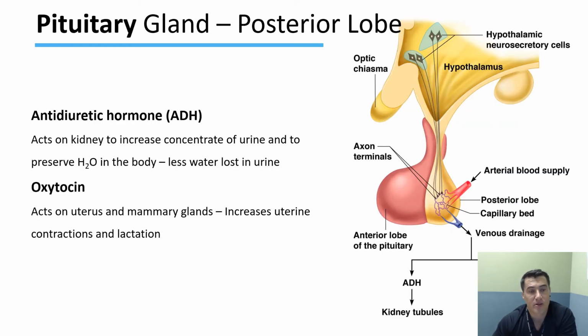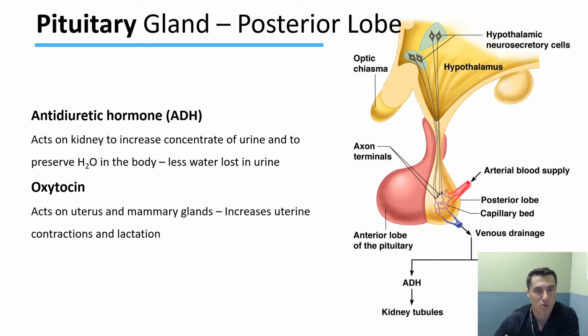So the posterior lobe of the pituitary gland releases ADH, or antidiuretic hormone. This acts on the kidneys to increase concentration of urine, preserve water in the body, so less water loss. We will look at this more next week when we look at the urinary system.